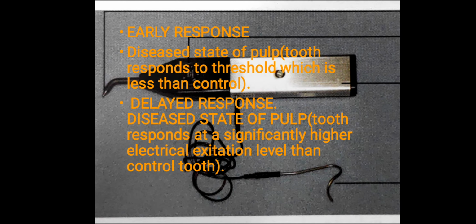Early response and delayed response. Both early response and delayed response state that the pulp is in a diseased state. But in case of early response, the tooth responds to a threshold which is less than the control tooth, whereas in delayed response, the tooth responds at a significantly higher electrical excitation level than the control tooth.